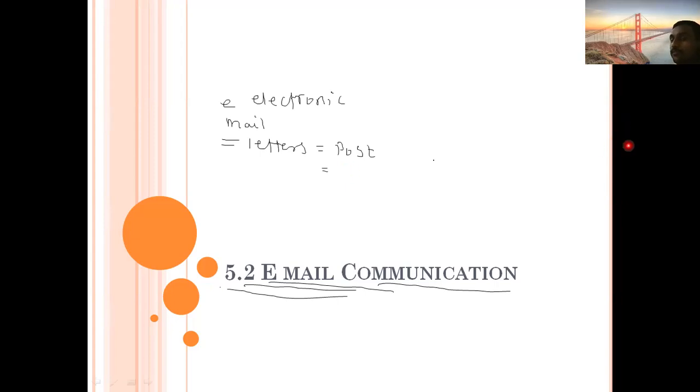There is no fee for writing, sending or receiving emails. Is there any fee? No. Whatever charges you have to pay, it is for the internet, not for email. That is for maybe the computer, not for email. So therefore it is free of cost, efficient, fastest, and maximum people can use it. So this is email communication, and it has become part and parcel of our life.